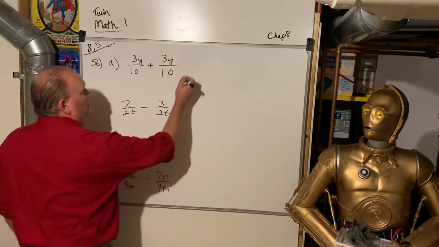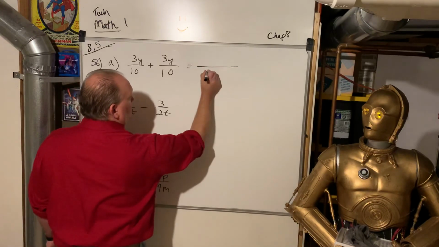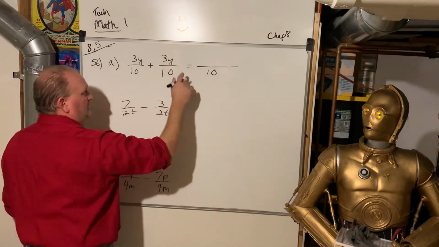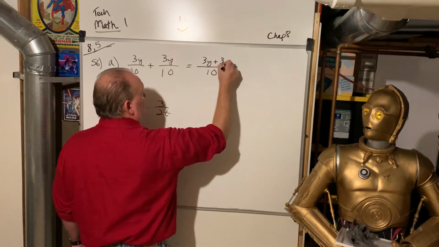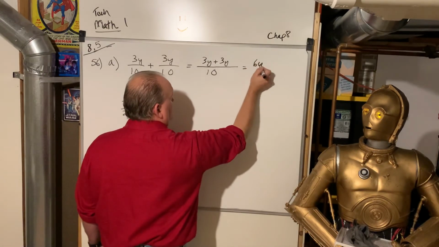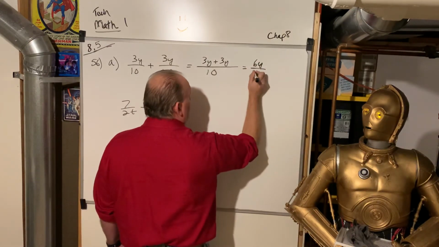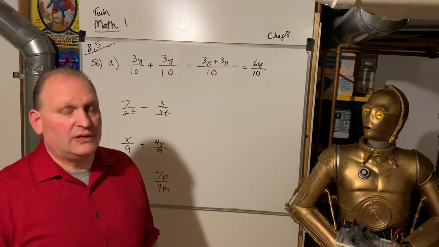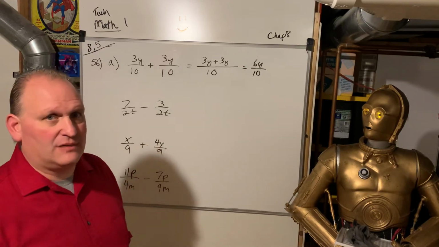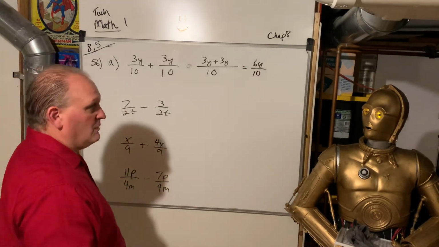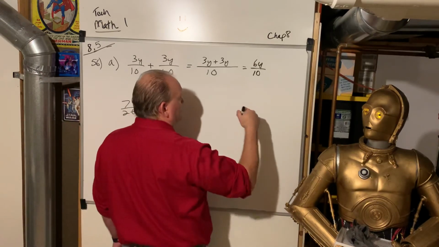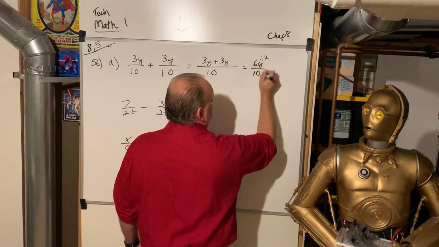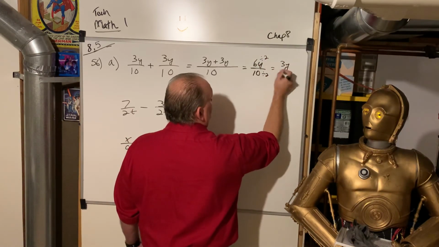Okay, so to do this, you write it all in one big long line, one big happy family. Put a 10 on the bottom, and then write out the tops, and then add. So 3y plus 3y is 6y. Do not change the power. That is a very common error. People change the power. You don't change the power when you're adding or subtracting. You keep it exactly the same. You change it when you're multiplying or dividing. All right, so now we reduce, because 6 and 10 can be reduced. So divide by 2, and we get 3y over 5.